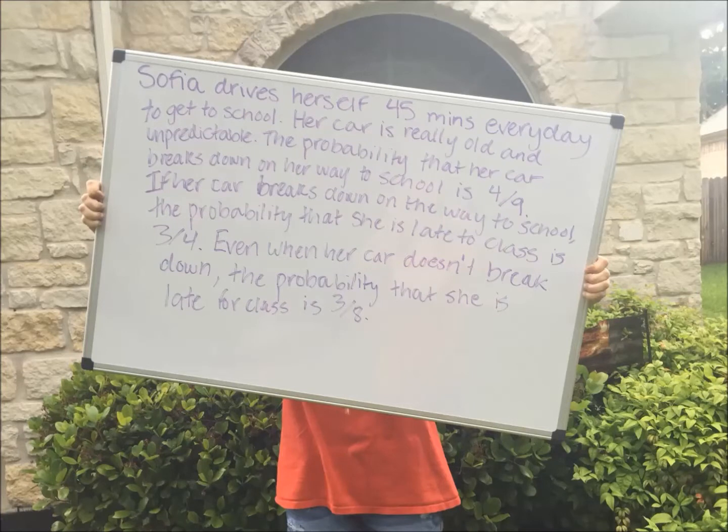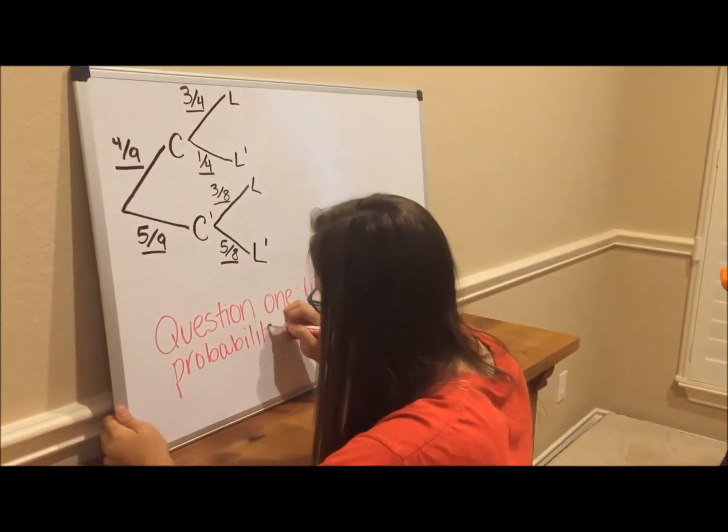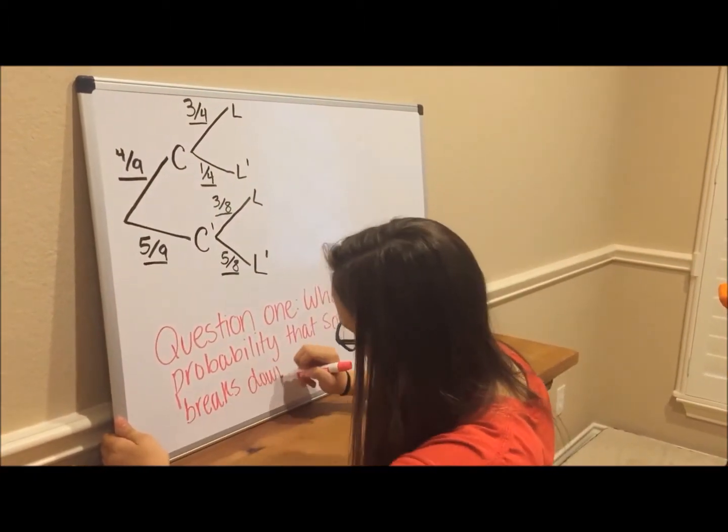The next step is learning how to utilize this information to answer questions. Let's take this problem to the next level. Question 1. What is the probability that Sophia's car breaks down, but she is not late for class?